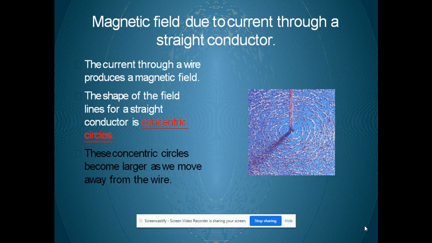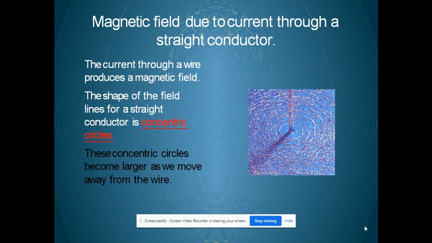Now let us understand magnetic field due to current through a straight conductor. As you can see in the diagram, there is a standing wire, and you can see the iron filings which are sprinkled around it. The iron filings are in the form of concentric circles. So that is why we can say that the shape of field lines for a straight conductor is concentric circles.